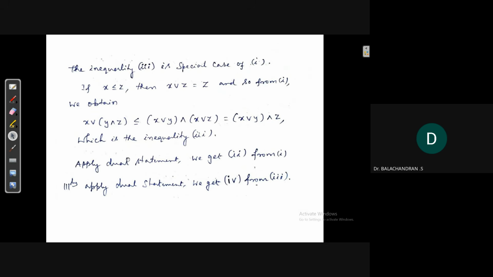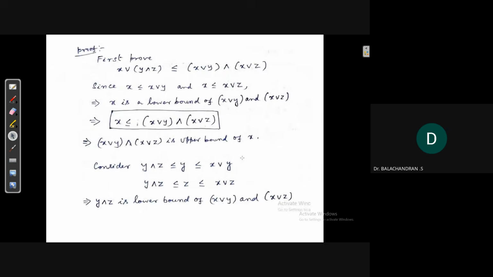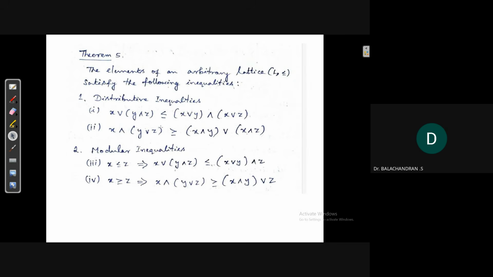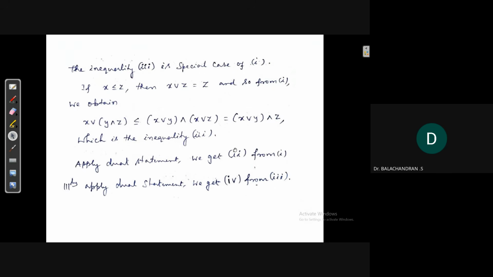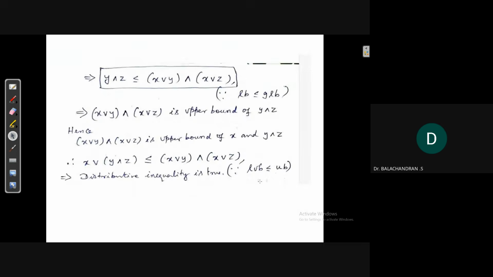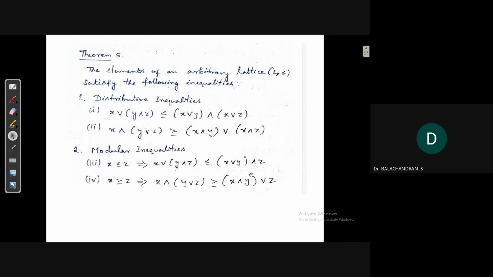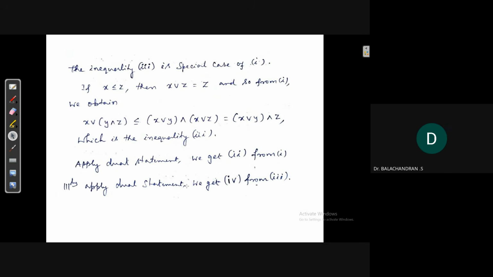Now, as I already told you, apply the dual statement. We get 2 from 1. Similarly, apply the dual statement and we get 4 from 3, because the fourth one is the dual of the third one.